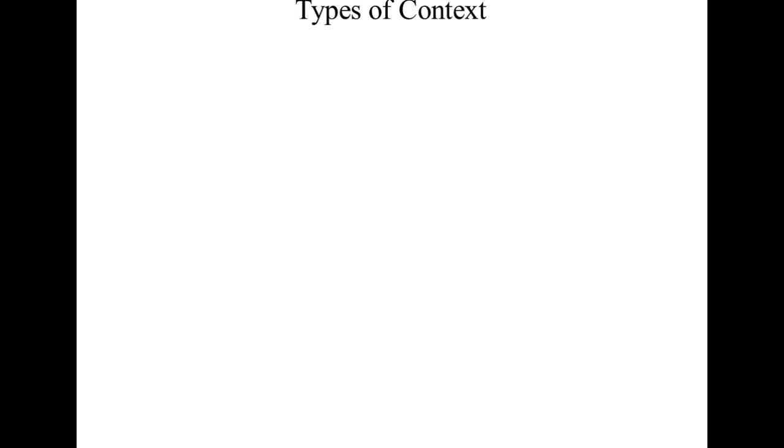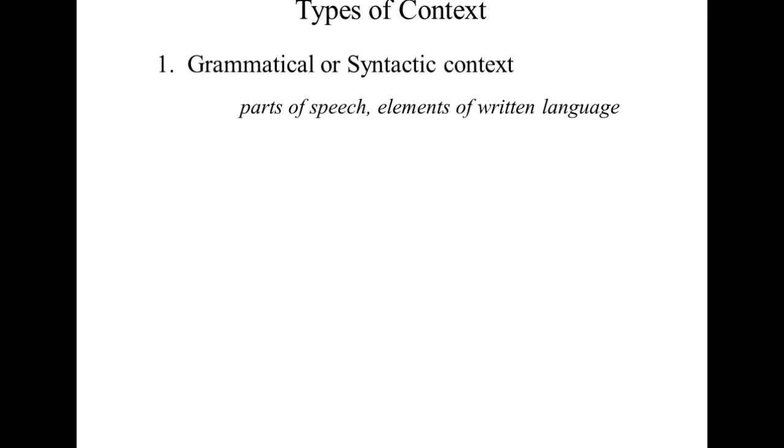Some of the contexts that influence how we interpret a text or how we bring meaning to a text are grammatical or syntactical contexts. So this is parts of speech and elements of the written language. This goes back to way in the beginning with the letters and the codes. These are the codes that we use to bring certain meaning to language, and that is one of the contexts that we use to make meaning.